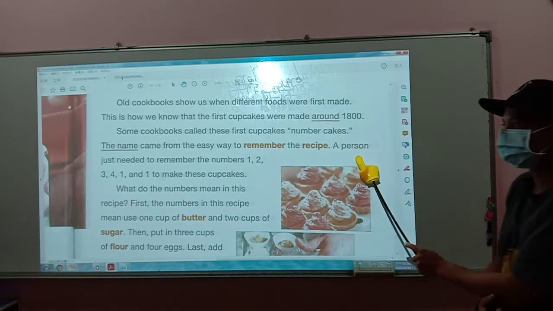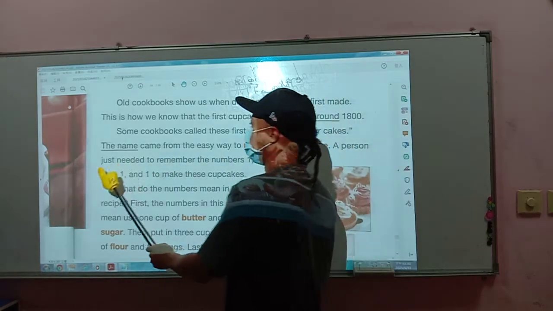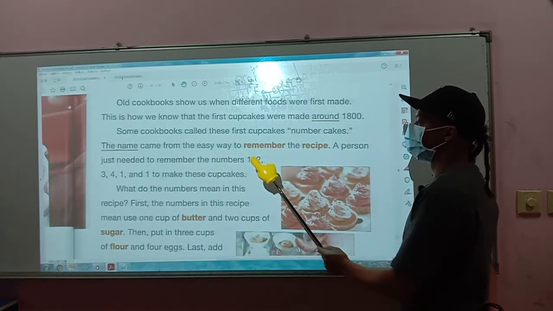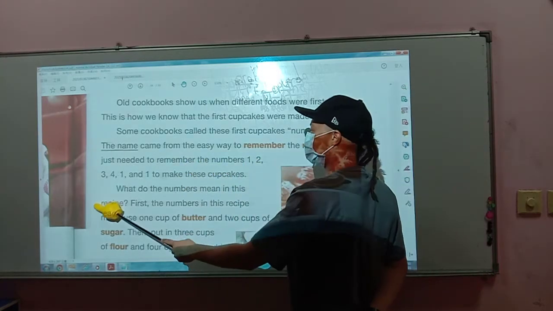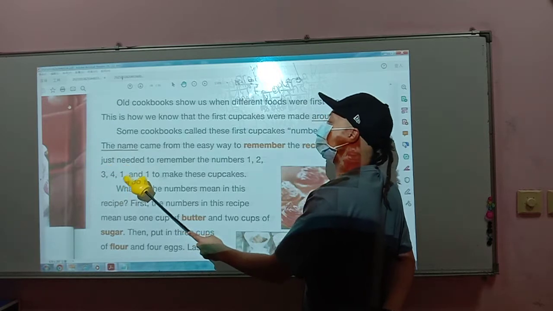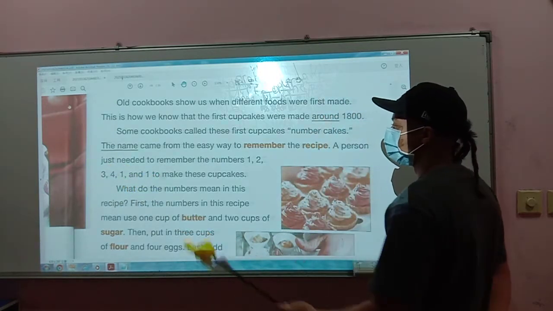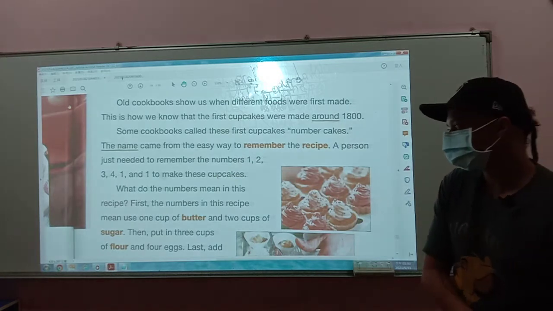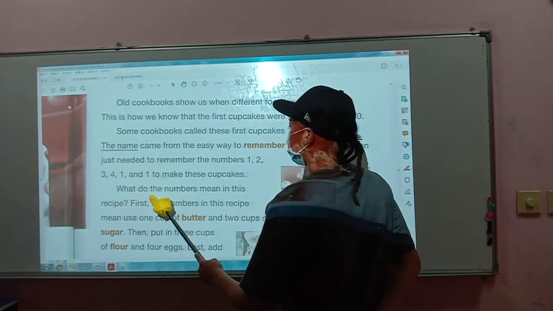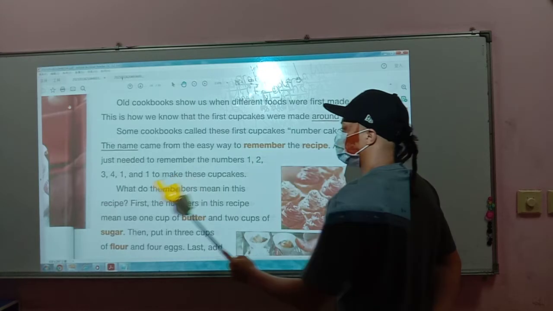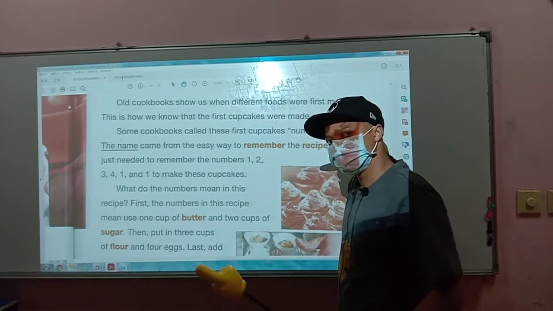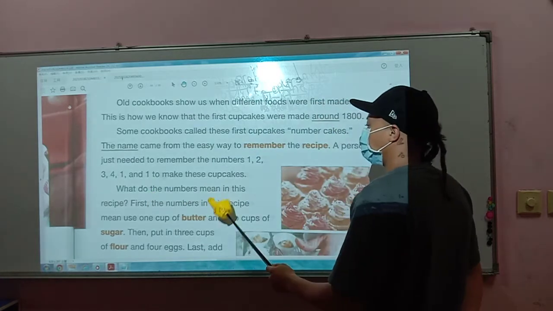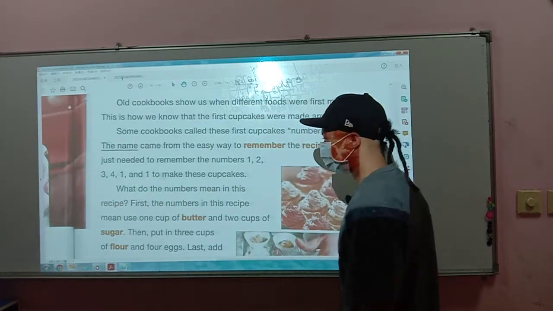A person just needed to remember the numbers 1, 2, 3, 4, 1, and 1 to make these cupcakes. What do the numbers mean in this recipe? Let's go. What do the numbers mean in this recipe?